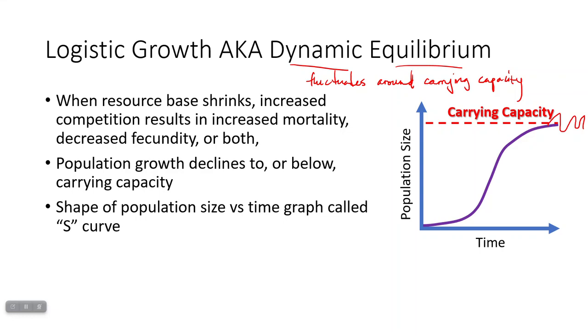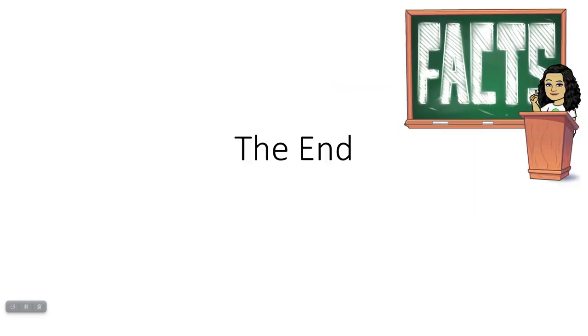So there's a J curve, which is exponential growth, unlimited growth. There's an S curve, which is limited by the carrying capacity, which is logistic growth. And that was our very short lesson.